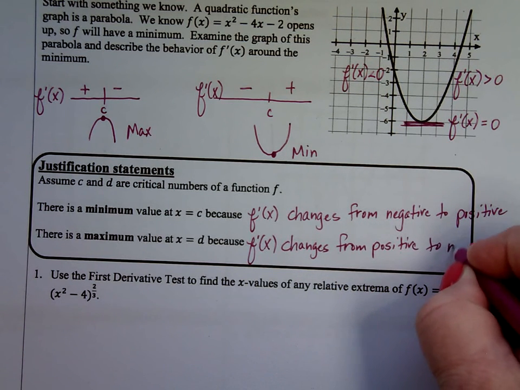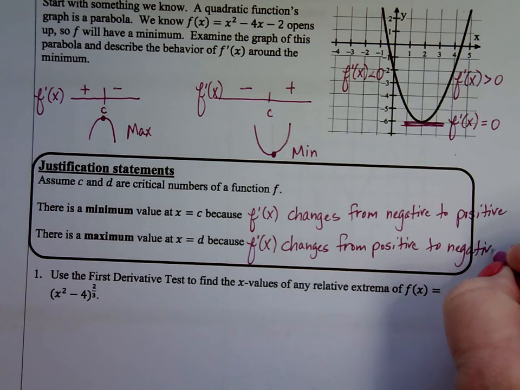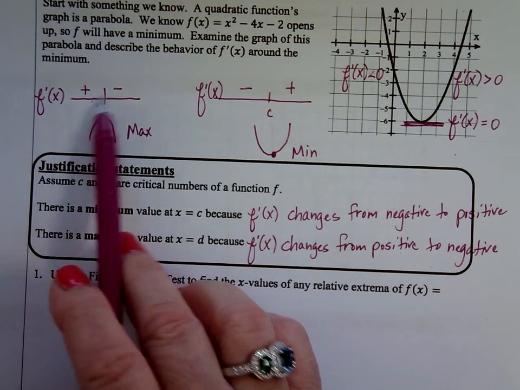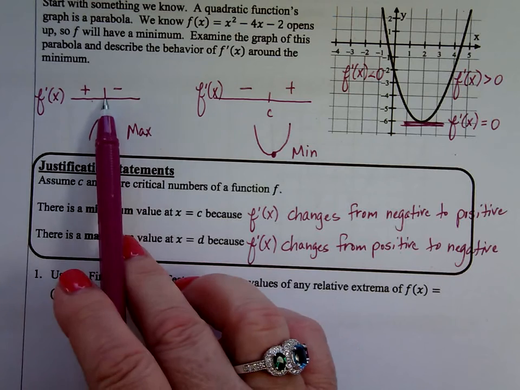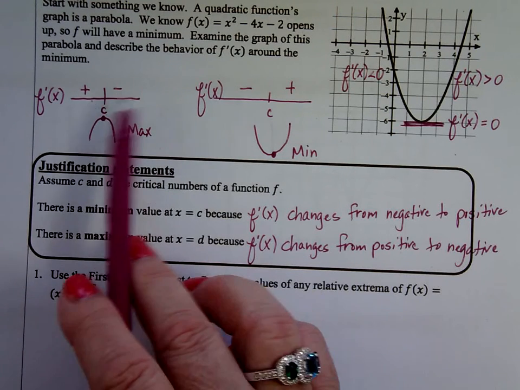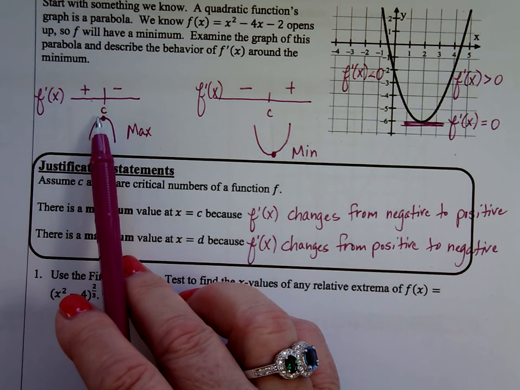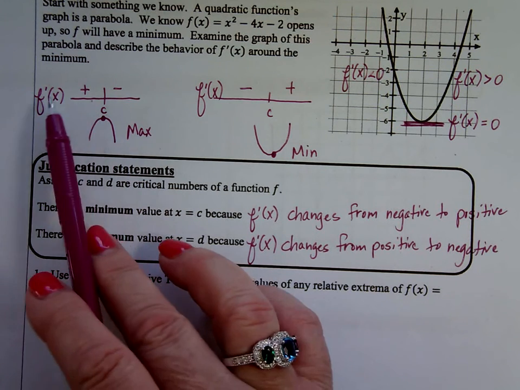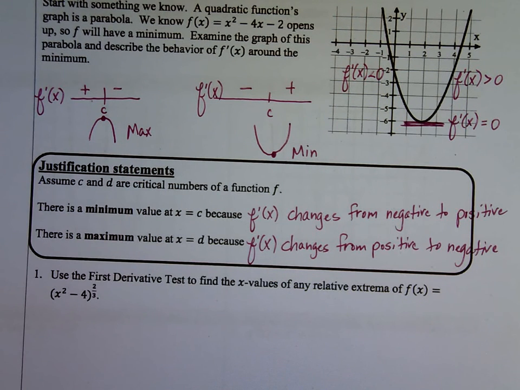By the way, Mr. AP does not allow you to use these sign charts as your reasoning. You're allowed to show the sign chart, but you have to explain the sign chart in order to get the points for being justified with your reasoning. So just the sign chart alone is not enough. You've got to expand on that a little bit. All right, so here it goes.